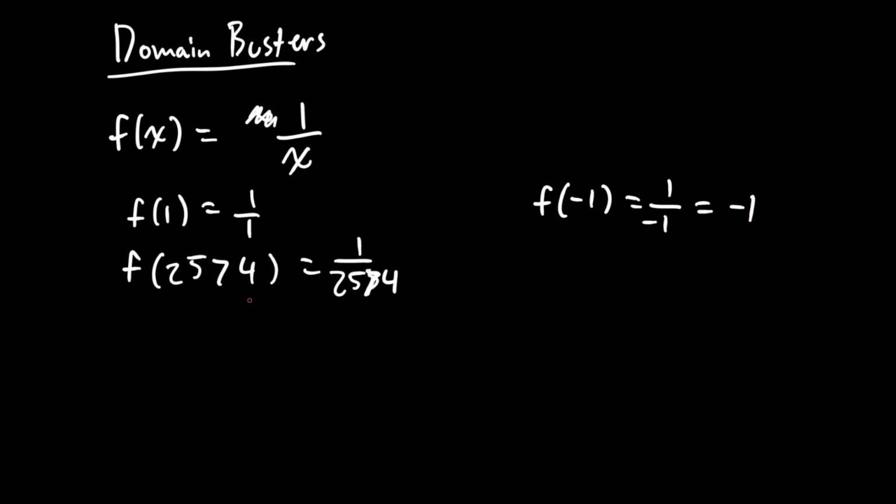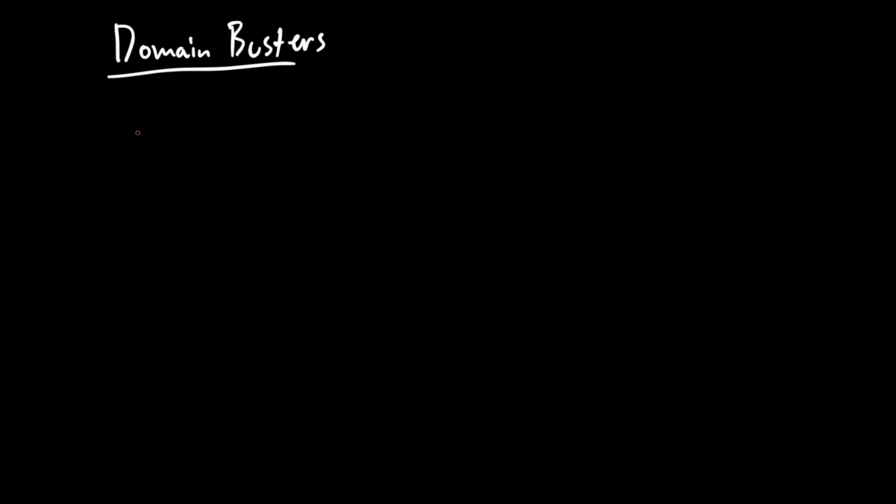The only number that we can't put in here is 0, because you can't divide by 0. If we were to put 0 into this function, this machine will break, because the result will be undefined. So for this function, the domain is all real numbers except for 0, because you can't put 0 in.